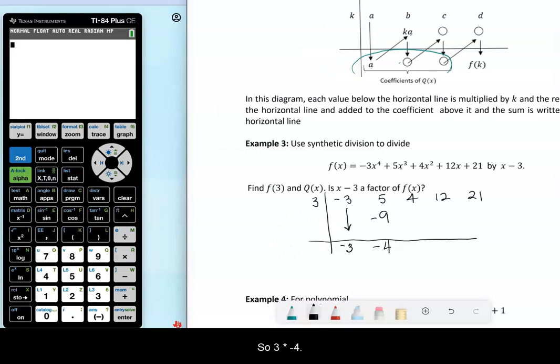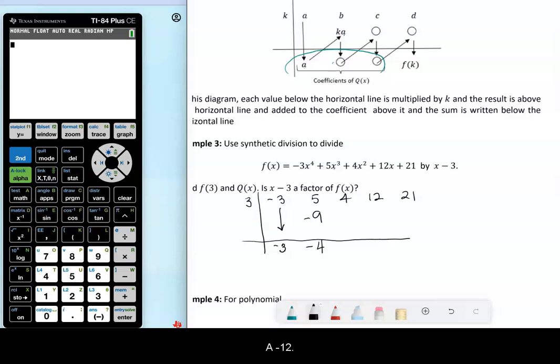So 3 times negative 4 is negative 12. And 4 minus 12 is negative 8. 3 times negative 8 is negative 24. And 12 minus 24 is negative 12. And 3 times negative 12 is negative 36. And 21 minus 36 is negative 15. So if we did this correctly, 3 is not a 0 of our function.